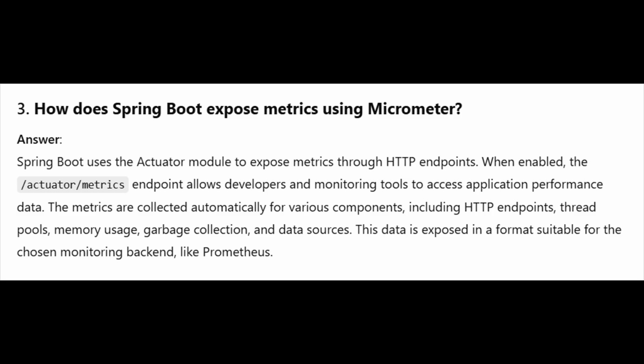3. How does Spring Boot expose metrics using Micrometer? Answer. Spring Boot uses the actuator module to expose metrics through HTTP endpoints. When enabled, the /actuator/metrics endpoint allows developers and monitoring tools to access application performance data. The metrics are collected automatically for various components, including HTTP endpoints, thread pools, memory usage, garbage collection, and data sources. This data is exposed in a format suitable for the chosen monitoring backend, like Prometheus.